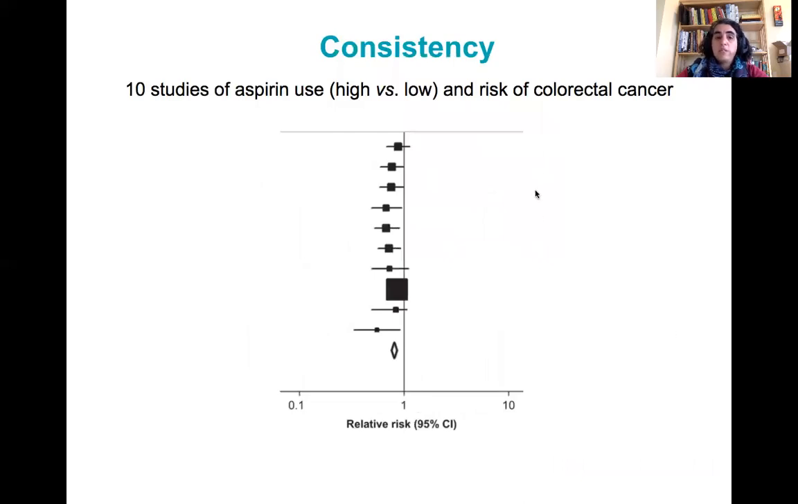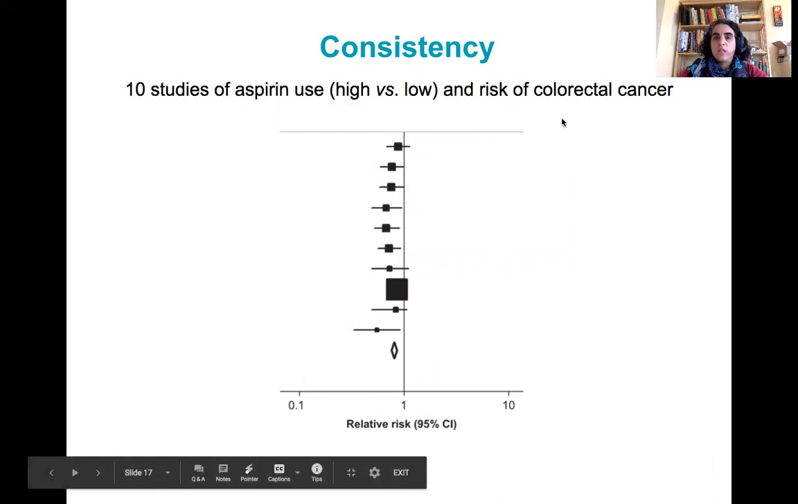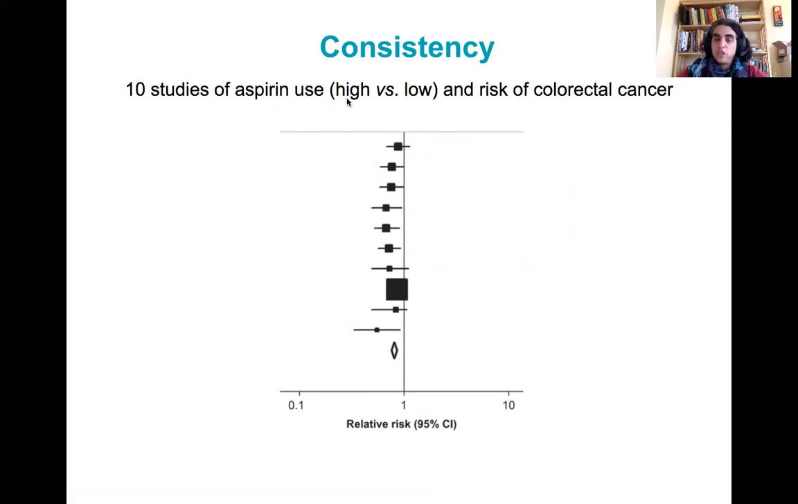So here's an example of consistency. These are 10 different studies of aspirin use, low aspirin use versus high aspirin use, and your risk of colorectal cancer. In this case, high aspirin use was the exposure and low was the unexposed. And what you can see is that each one of these studies showed that to some extent, aspirin appeared to have a protective effect. The lines are the confidence intervals. Some of them contained one, some of them didn't. Some of the studies were larger, some were smaller, but they were consistent. And when we combined them all together, that was fairly convincing, and it really does suggest that aspirin use is protective against colorectal cancer.